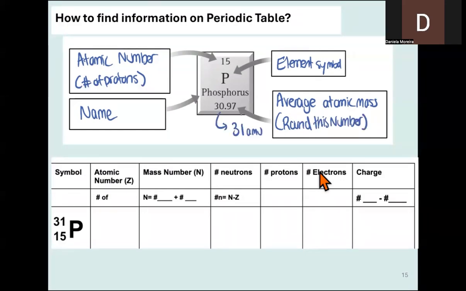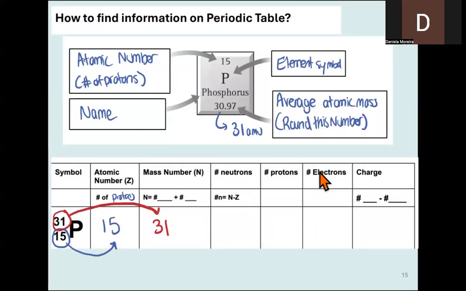So let's practice reading it and being able to fill out a table like you will be doing in your homework and your upcoming quiz. So remember that the atomic number is the number of protons. And we're going to look for that in the bottom. So the number of protons is 15. The mass number is the number on top, so it's 31.